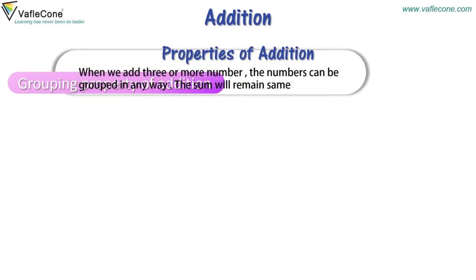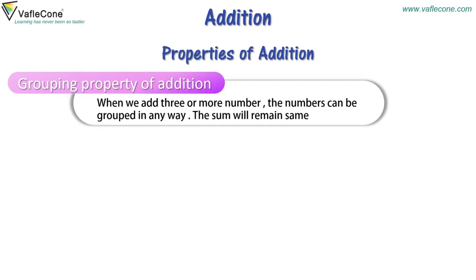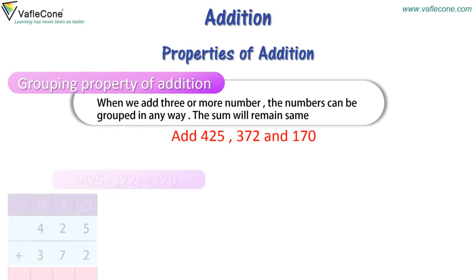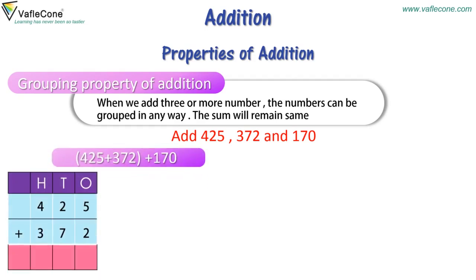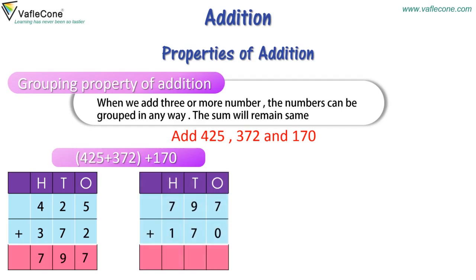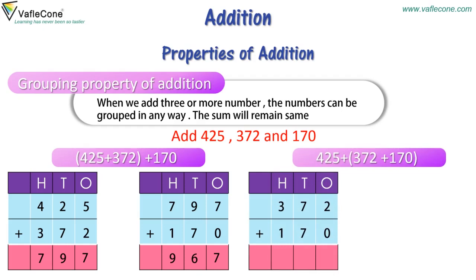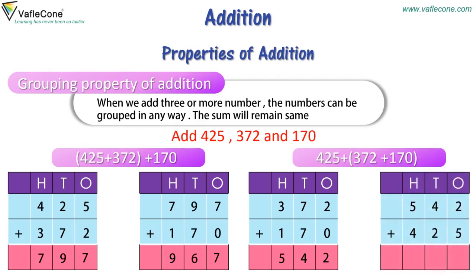Grouping property of addition. When we add three or more numbers, the numbers can be grouped in any way. The sum will remain the same. Add 425, 372 and 170. Grouping 425 and 372, the answer is 797. Now adding the sum, that is 797, to 170, the sum is 967. Further regrouping, 372 plus 170, the answer is 542, and now adding 425 and 542, the answer is again 967.